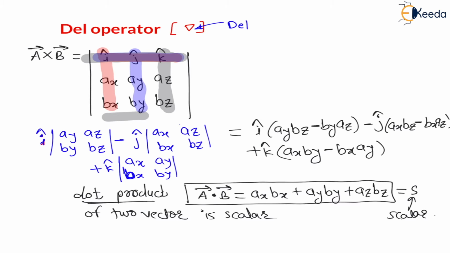And this cross product, that is vector a cross b, again has i, j, k components.